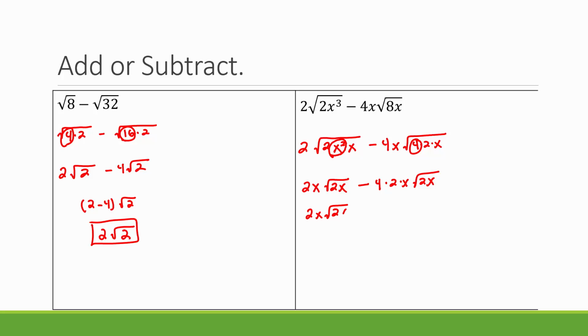So simplify that, and I have 2x times the square root of 2x minus 8x times the square root of 2x. Now, since both the 2x and the negative 8x are both being multiplied times the square root of 2x, then I can combine those. 2x minus 8x is negative 6x, all times the square root of 2x. So again, once you get those radicals as fully simplified as possible, if you have the same radical, same index with the same thing underneath the radical, then you can combine the outside numbers.